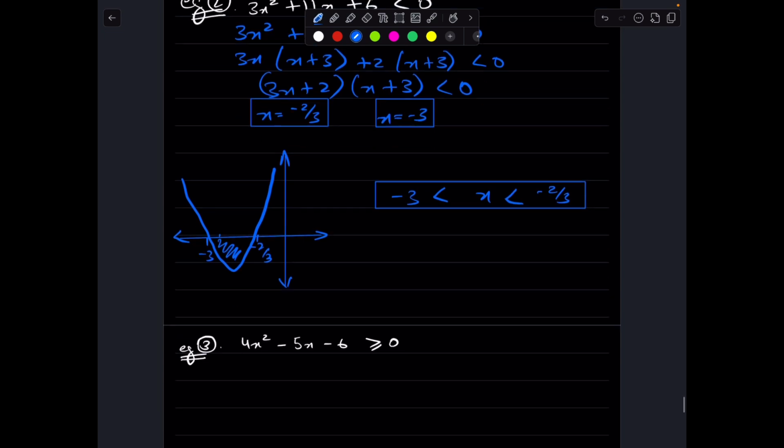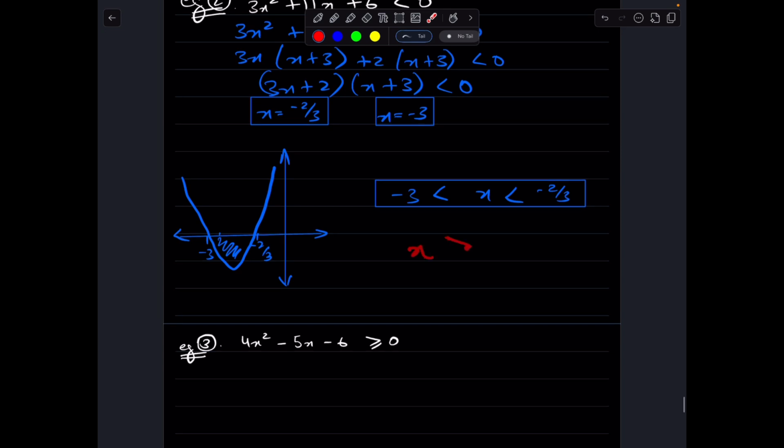Or you can also read it as two separate parts. That is x is greater than minus 3 and x is less than minus 2 over 3. And this makes sense if you think about it.